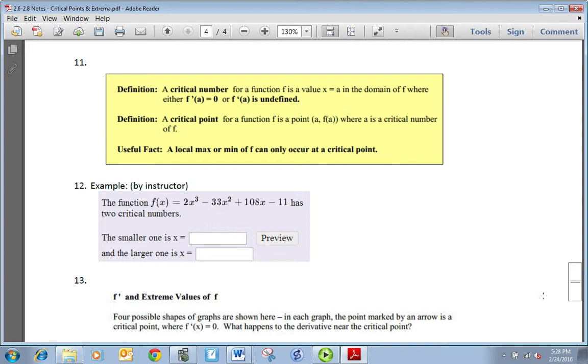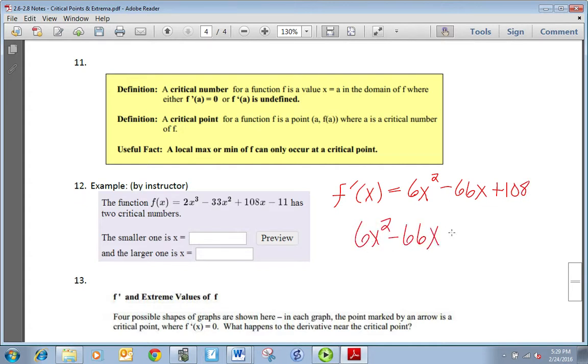So we are going to find the critical numbers of the function f of x equals 2x cubed minus 33x squared plus 108x minus 11. So we need to take the derivative of that, and we get 6x squared minus 66x plus 108. We set that equal to 0 and solve, and I would just use your quadratic formula program since it's a quadratic equation, and you're going to get the points 9 and 2. So for the smaller one we're going to put 2, and the larger one is 9.